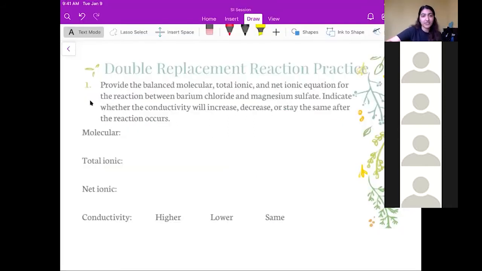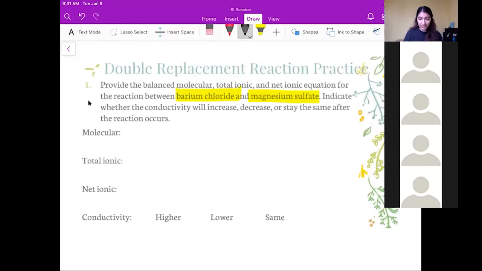My timer just finished, so we're going to start going over this problem. We're doing barium chloride and magnesium sulfate. You can answer through the chat. I see 2 people already put the balanced net ionic reaction, but we're going to go through it all together.